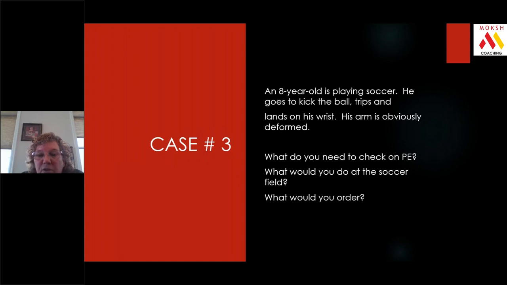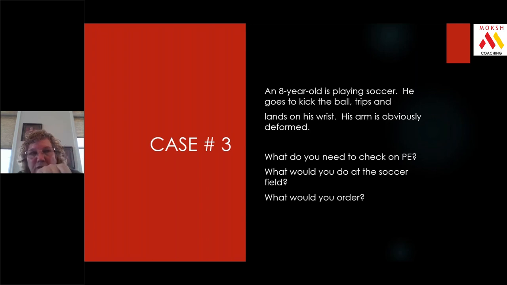An 8-year-old goes playing soccer, goes to kick the ball, trips and lands on his wrist. What things do you need to check on physical exam? Yes, you are correct. In an adult, it would have broken. It's because if you think about, if you take like a young tree, kids' bones are not as hard and dense as adults on the outside, and the difference is not as much there.